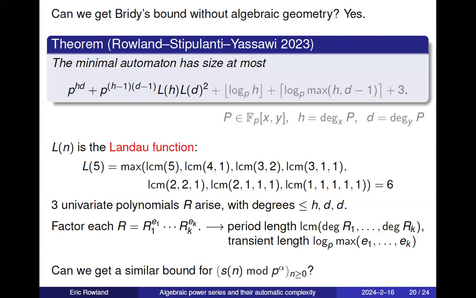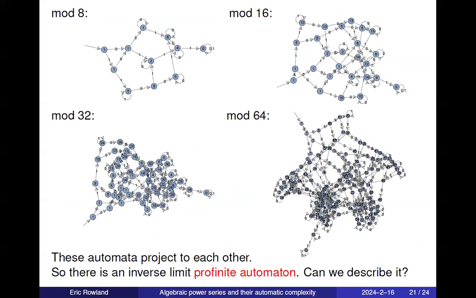We were interested in automata modulo p to the alpha. So this was for the modulo p case, and it also works in a general finite field. But really, the goal was to understand automata modulo p to the alpha. And it turns out that all of this machinery we were able to adapt to work modulo p to the alpha. The thing is that we still got a doubly exponential bound when we did that.